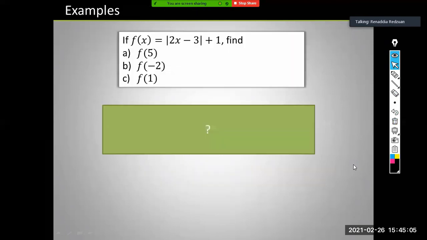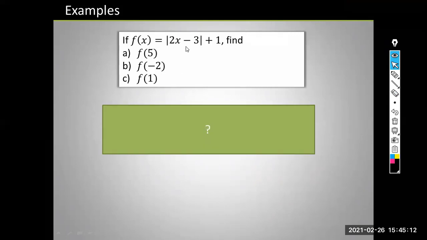Okay, we're gonna go to this one, function f. We have modulus of 2x minus 3, plus 1. So this one we substitute the x as 5. So you replace x here as 5. 2 times 5 is 10, 10 minus 3 is 7. 7 plus 1 is 8. Oh my god, it's okay, it's okay.